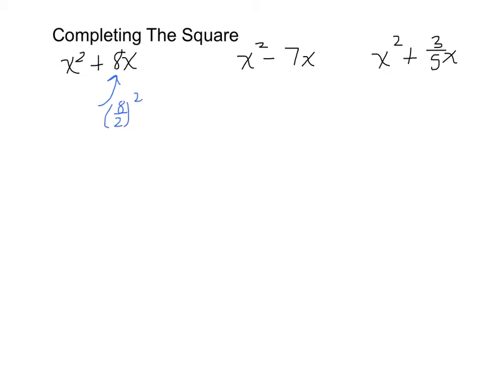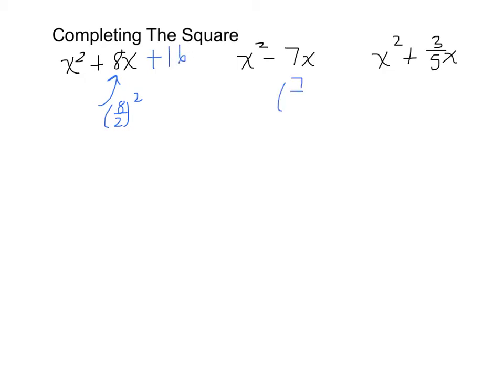Okay, the next method is called completing the square. And first we're going to just practice doing just that. Completing these squares. So to complete the square, you take half of this number and square it. So half of 8, so basically this is what you're doing. So 8 divided by 2 is 4. 4 squared is 16.